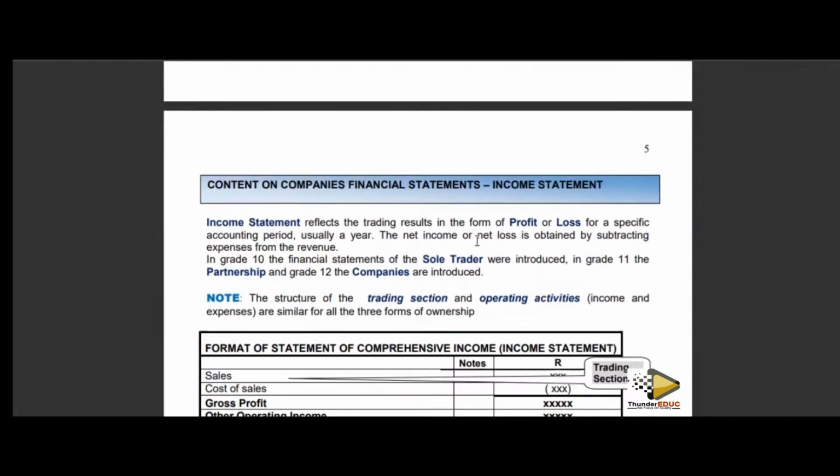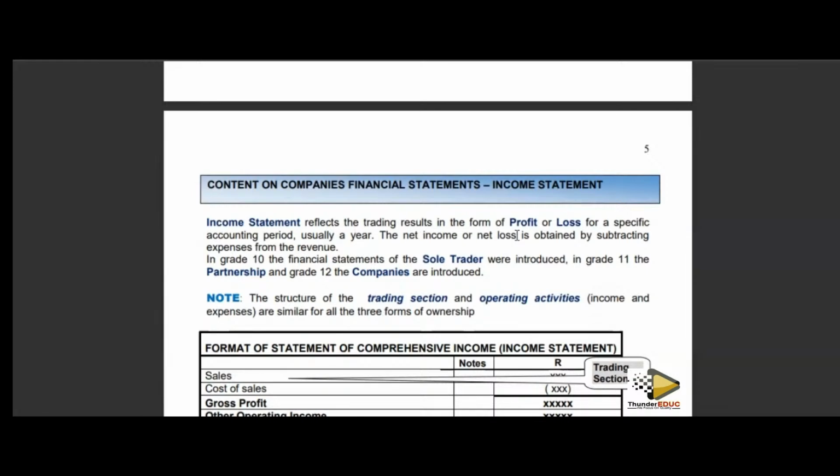Remember, we are going to first do the notes, where I explain to you. Then after that, we shall do a question which comes from the income statement. Right. Now, we are saying the income statement reflects the trading results in the form of profit or loss.